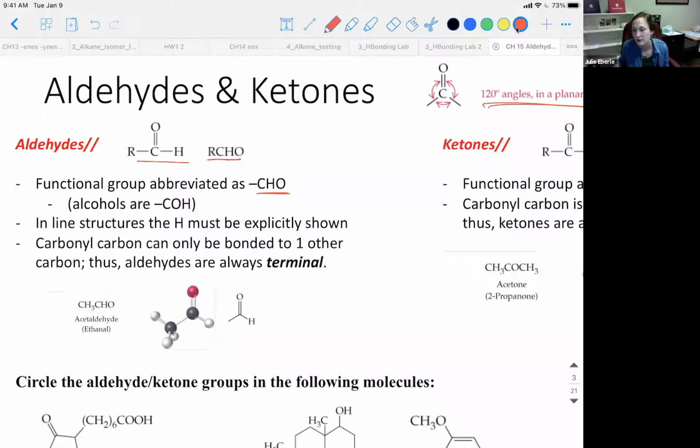Now, I wanted to point out this is very similar to alcohols. And I want you to know how it's different. An alcohol, we abbreviate it as a carbon bonded to an OH group. Okay, so you see how they're very similar? So just remember, aldehyde is CHO, but an alcohol is a carbon bonded to an OH group, COH.